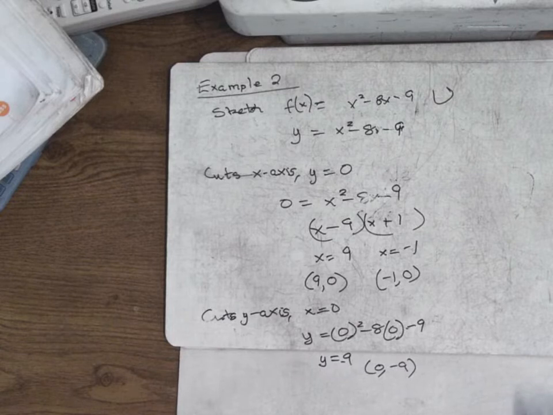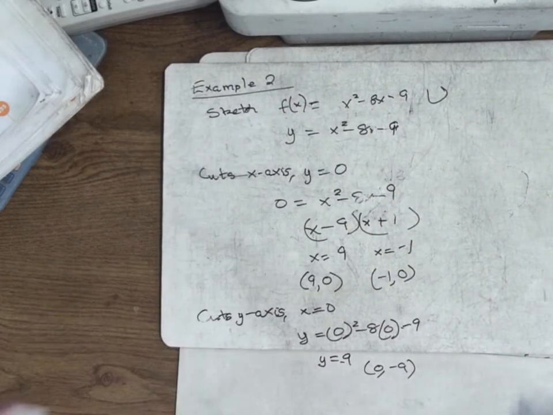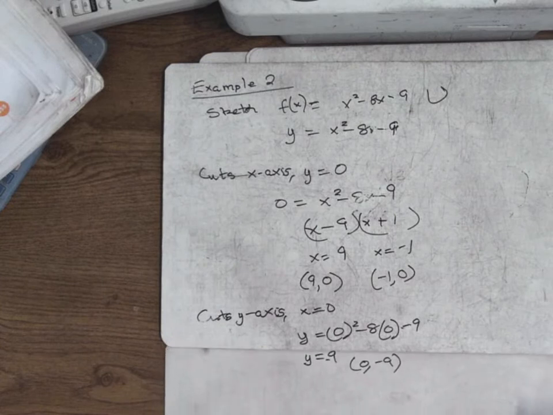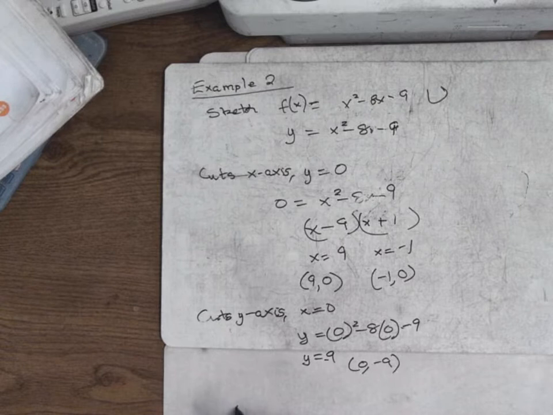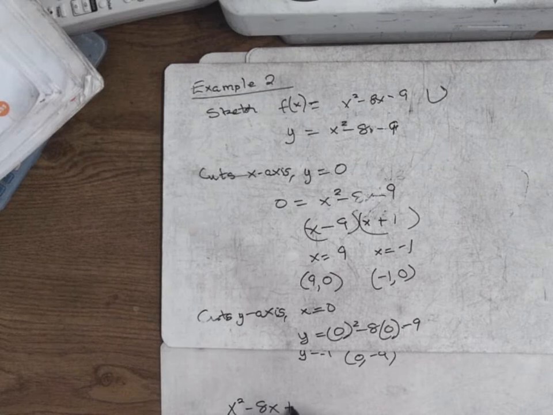Right. Finally, I have to find the max or the minimum point. Which is it going to be in this case? Minimum, because it's U-shaped, so it's going to be a minimum. Right, okay, so to find the minimum point, you complete the square. So it's x squared minus 8x, right? Halve the coefficient of x, so halve that, it's 4, and square it, so that's plus 16, and then you must put in a minus 16, and then there's a minus 9 at the end.